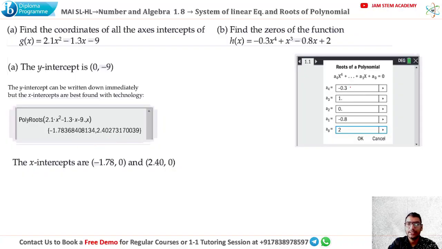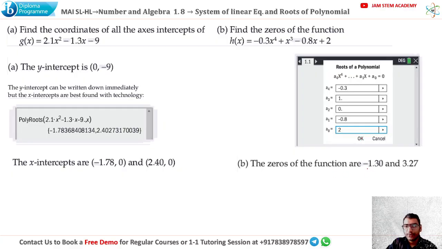Enter all the coefficients, right? Coefficient of x to the power 4 is negative 0.3, then coefficient of x cube, then coefficient of x square. Here you can see there is no such term, so put 0. Yes, the coefficient of x square is 0, because we can write 0x square also. After entering all these values, just hit enter or go to OK and it will show you the zeros, which come out as negative 1.30 and 3.27.